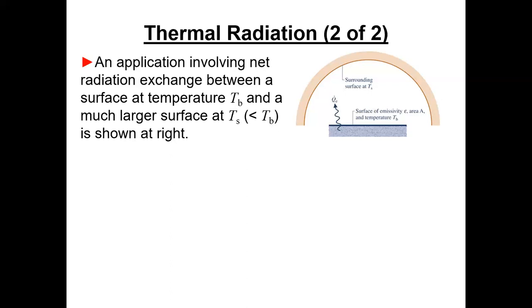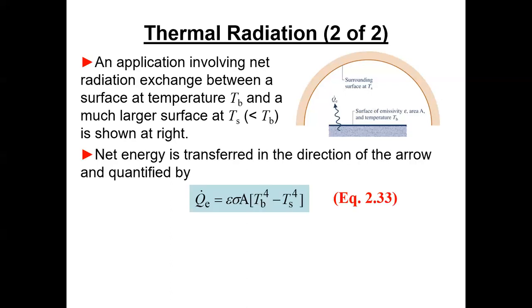Okay, now the other, well, here, let's get the equation. So the net energy transferred in the direction of the arrow is quantified by epsilon. How effectively does this surface radiate energy? Sigma, that's the Stefan-Boltzmann constant. That's just a constant. It's got some units on it. And area is the area on that slab that is participating in the radiation.